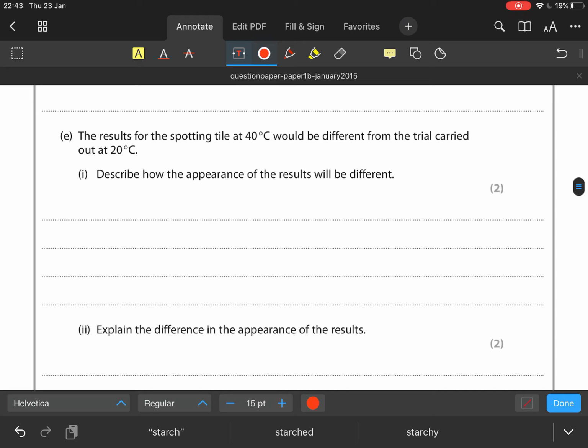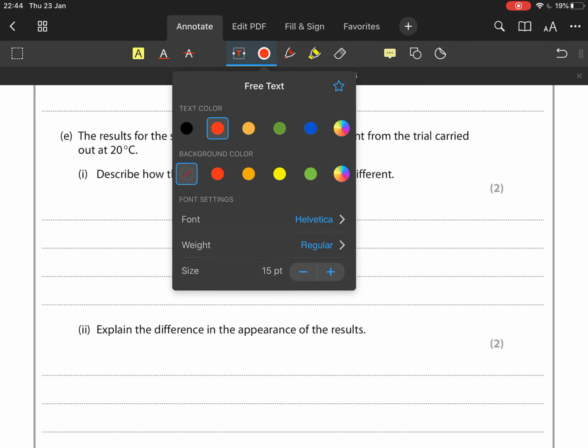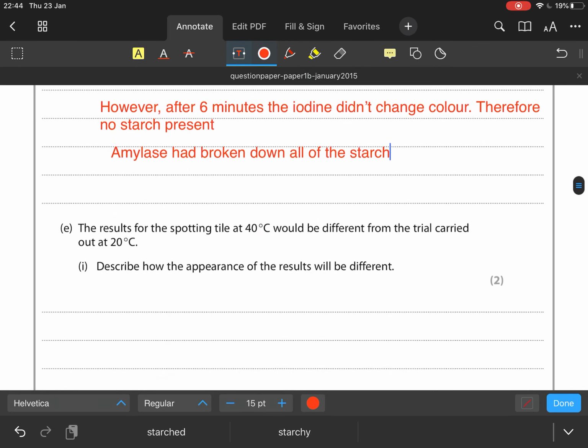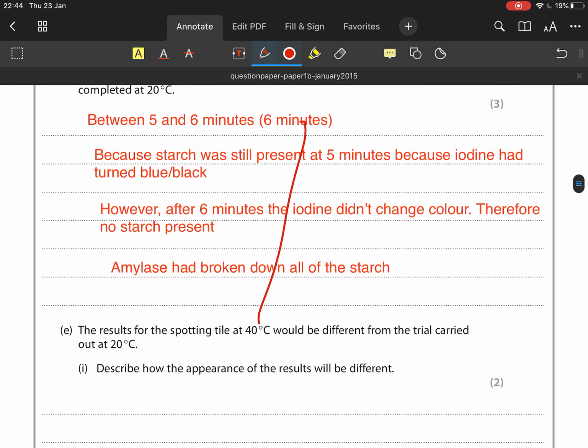Okay, question E. The results for the spotting tile at 40 degrees C would be different from the trial carried out at 20 degrees C. Describe how the appearance would be different. So we know that temperature affects enzyme reaction, and if we just remind ourselves quickly, what happens is, let's undo that.